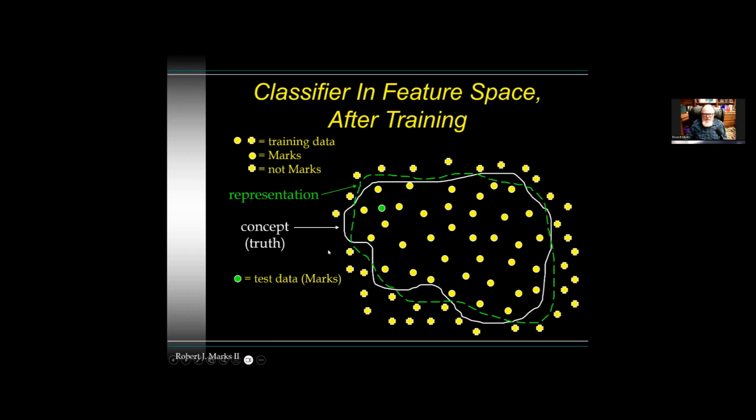That's the underlying truth, but we only have the data. We don't have enough to actually specify this concept totally. So we come up with a representation. It's an estimate of what the concept is, and that's what you're trying to learn. You're trying to learn the dashed green line, and you're attempting to get that dashed green line as close to the white line as you possibly can.